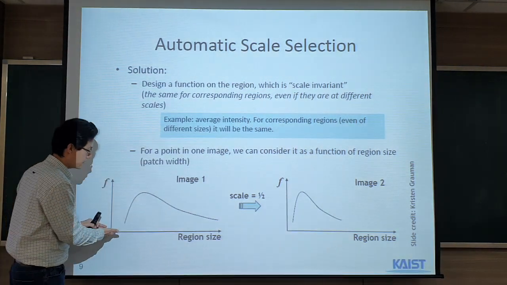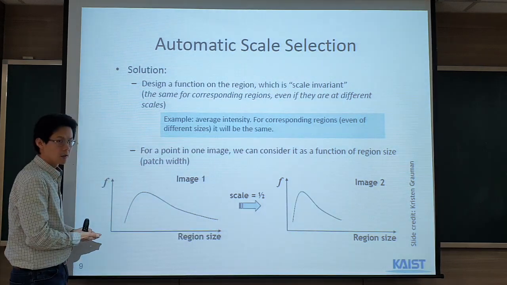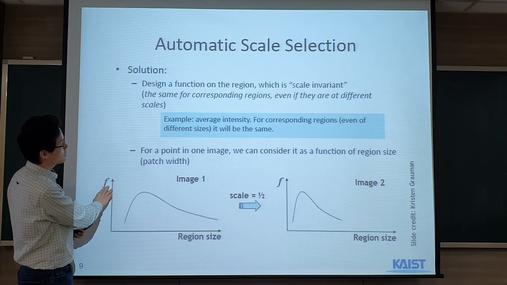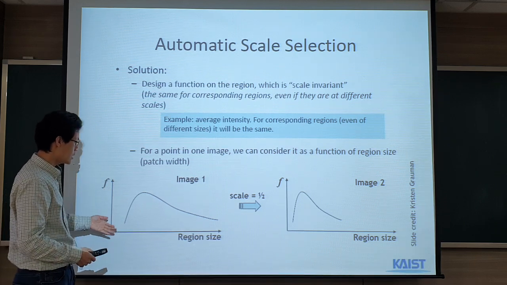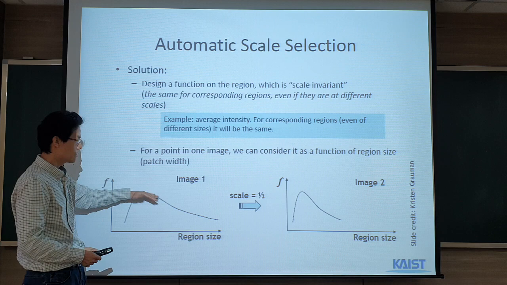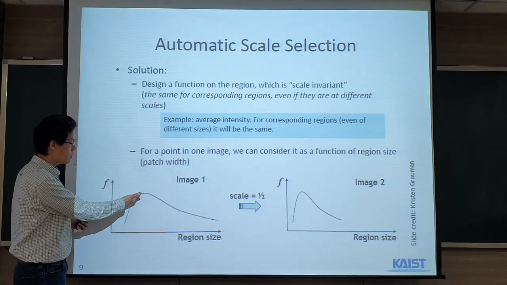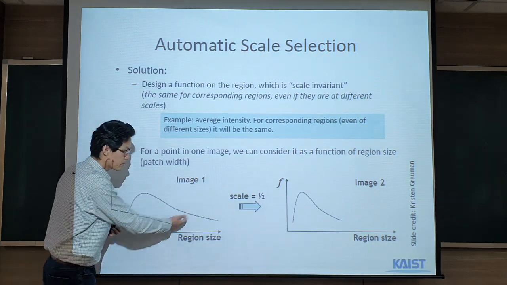And then the x-axis is the different region size. If we draw that f value here, where f is the average intensity, then as a function of region size, it may vary, right? But you can see that this is some example. It might increase, but at some point it peaks and goes down, right?